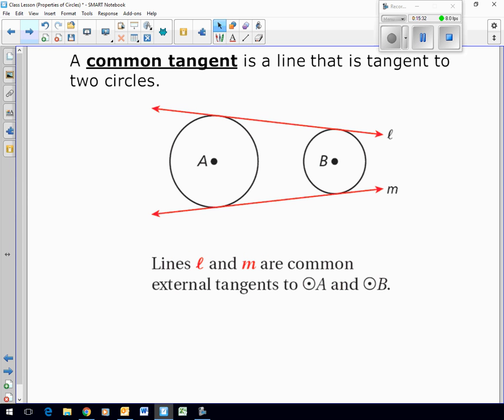A common tangent is a line that is tangent to two circles. It's worth writing down. They both have a tangent, and the line goes through both circles, just like what it says. In this case, both L and M are common tangents because they are both tangent to the two circles.